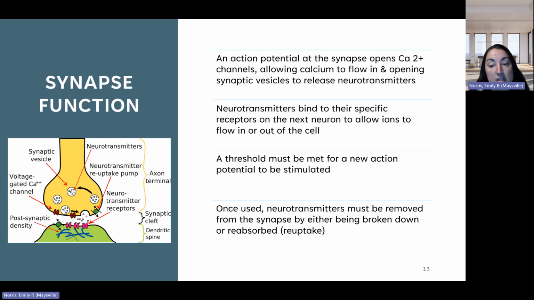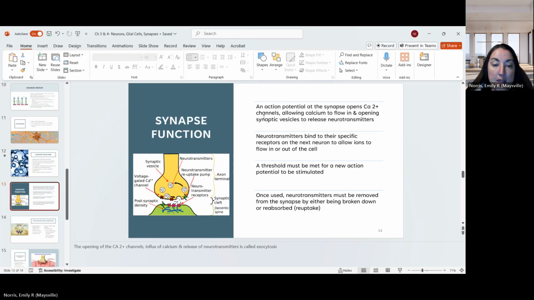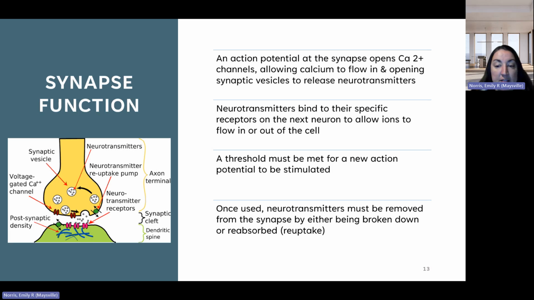Once used, the neurotransmitter must be removed from that synapse by either being broken down or reabsorbed, which is called reuptake, so that it can be used again. The environment has to basically be cleaned up in order to set the stage for the next one to happen. And then exocytosis is the name given for that process where the calcium channels open, the calcium is released, and the neurotransmitter is released. That is called exocytosis.